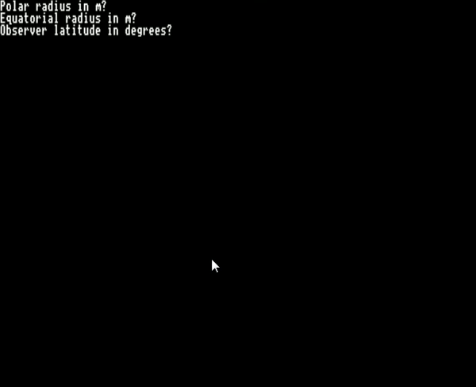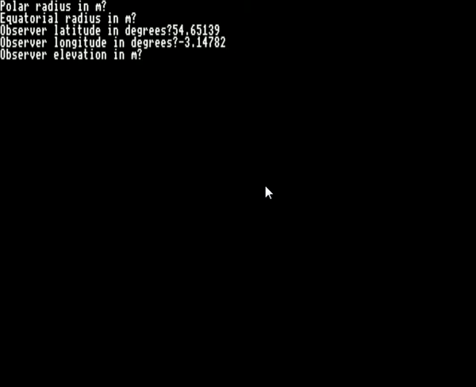Let's move to a different location. Let's use Skidor as our location. Why not? Observer latitude 54.65139. Observer longitude -3.14782. Observer elevation, did I say it was 932 meters? Click, click.